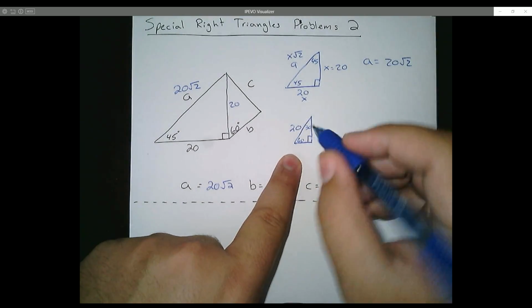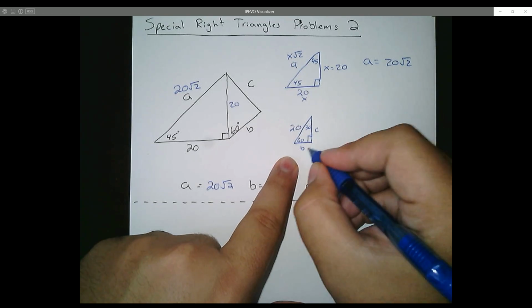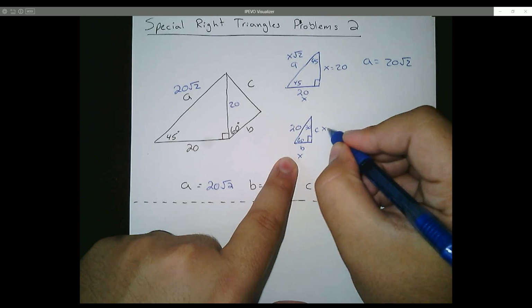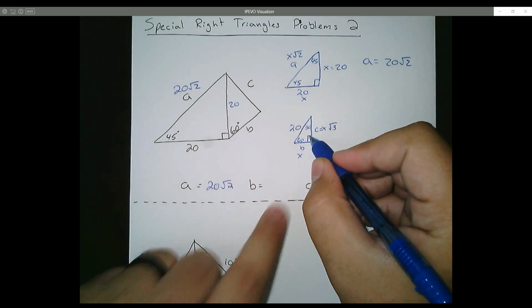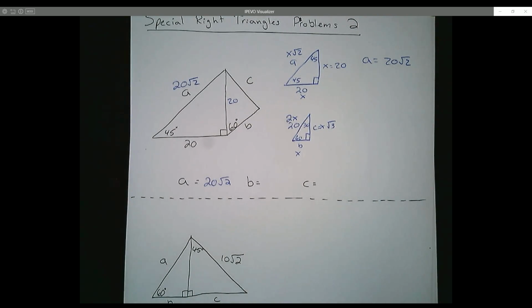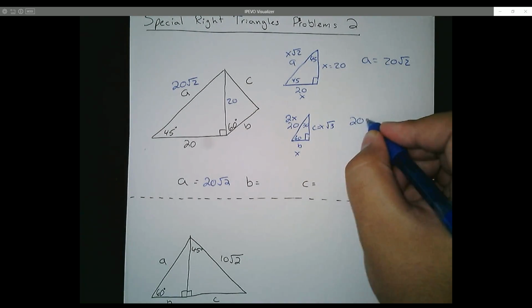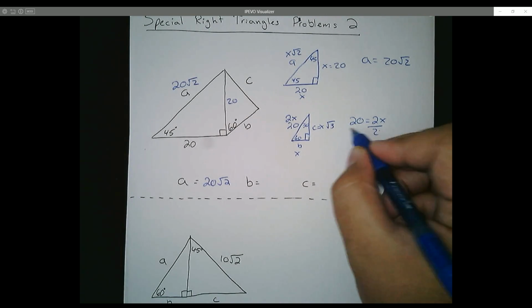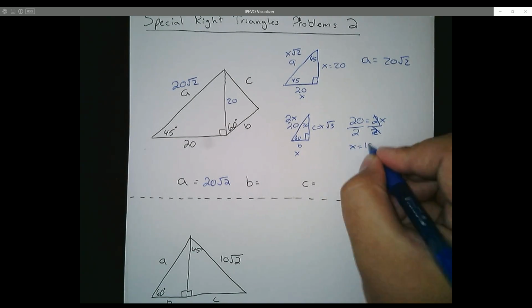We know across from the 30 is B, and this is C as well. So we know across from the 30 is x. Across from the 60 is x square root of 3. And across from the 90, the hypotenuse, is equal to 2x. So we need to solve for x. Since this equation gives us the value, that's the one we use. 20 is equal to 2x. We divide both sides by 2. Those cancel, and we're left with x is equal to 10.